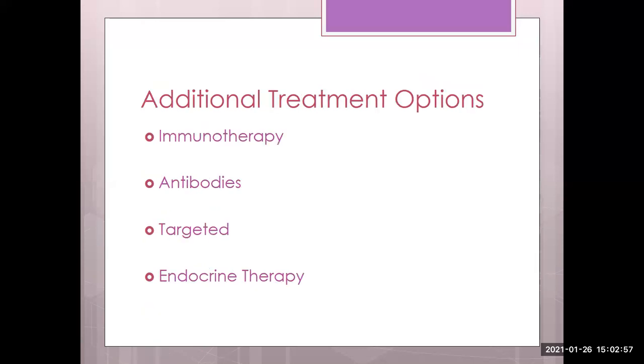Some additional treatment options that are available to patients. Immunotherapy. So immunotherapy essentially works off the body's own immune system to help fight the cancer. And an example of that is like what I talked about with the specific medications that are targeted based on the type of cancer cells or the genetics of it.